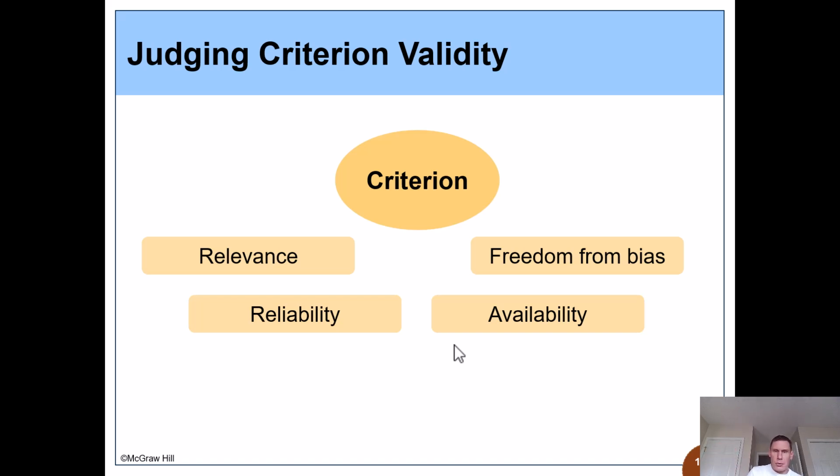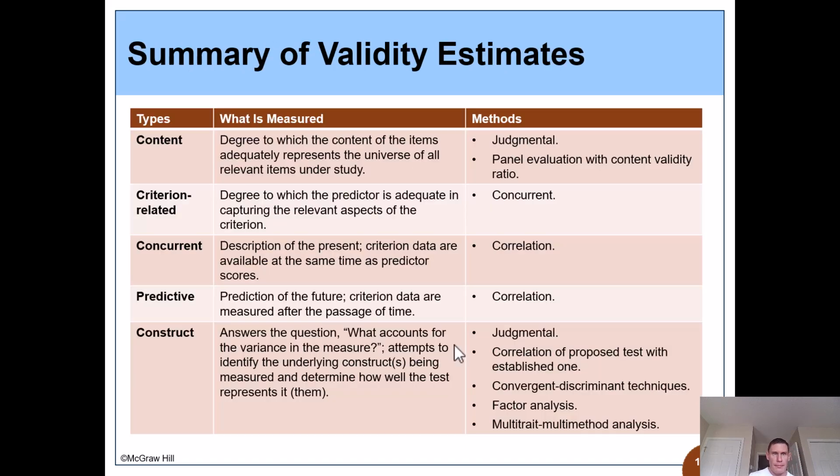And then the last thing would be freedom from bias. You want to make sure that the criterion is in no way biased because, of course, if the criterion is biased, then guess what? The odds are your results will also be biased, right? And that's not what you want. You want to make sure that your criterion is reliable, relevant to what you're doing, free from bias, and available.